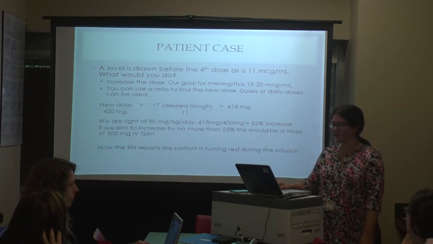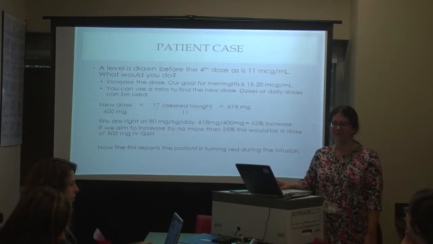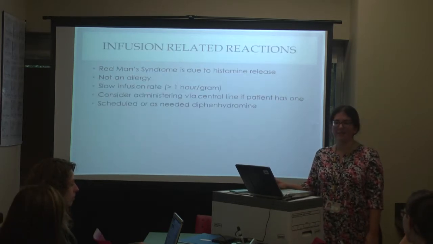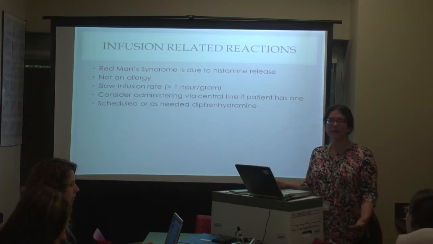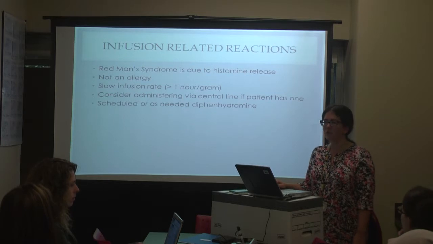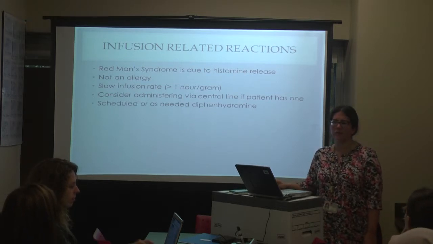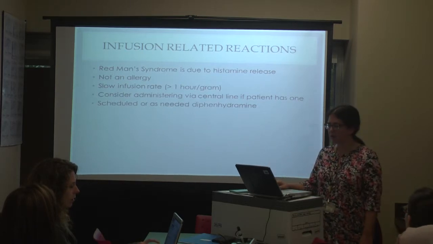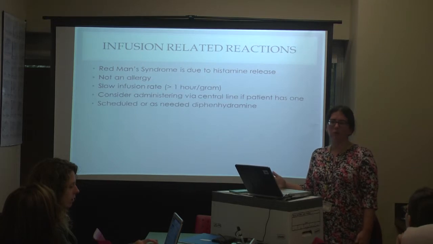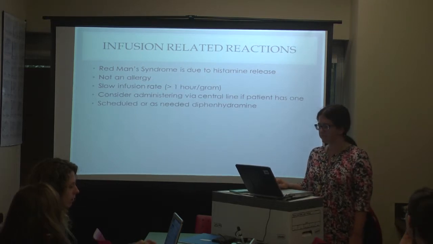So now the RN reports the patient is turning red during the infusion. What do you think might be going on? Red man syndrome due to histamine release, so this is not an allergy. And the easiest thing we can do is slow the infusion rate, so greater than 1 gram per hour. We can consider administering via central line if the patient has a central line, so recommending that they use that line for the administration of vancomycin, or schedule or order PRN diphenhydramine, recommending that to the physician.